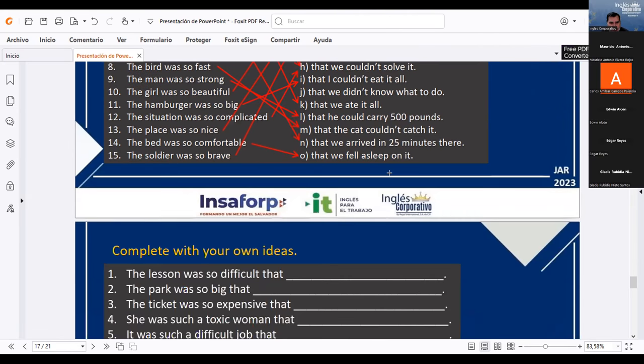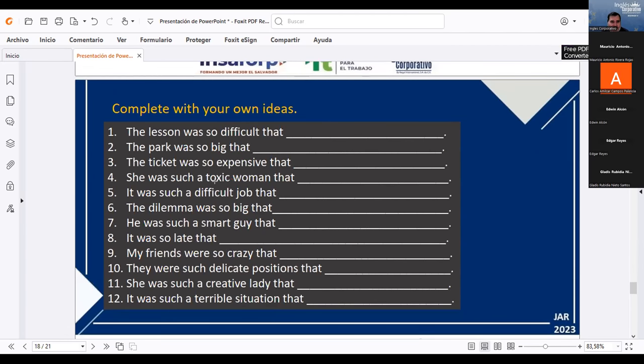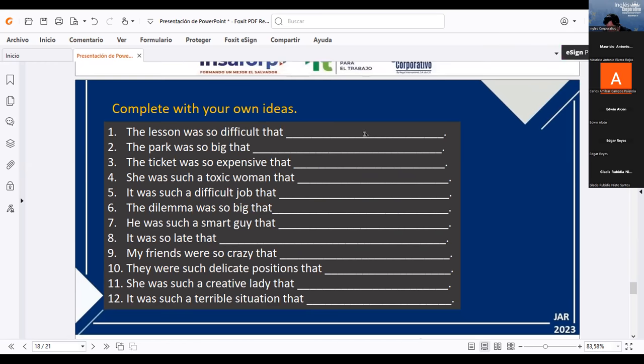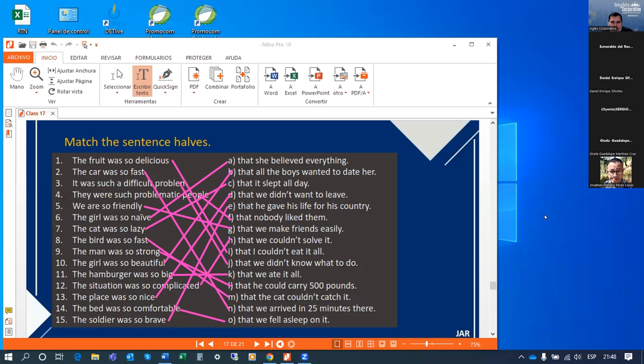Complete. Use your ideas, use your imagination, and complete. The lesson was so difficult that I needed to study it again. Now you may continue with the next one. Complete with your own ideas.